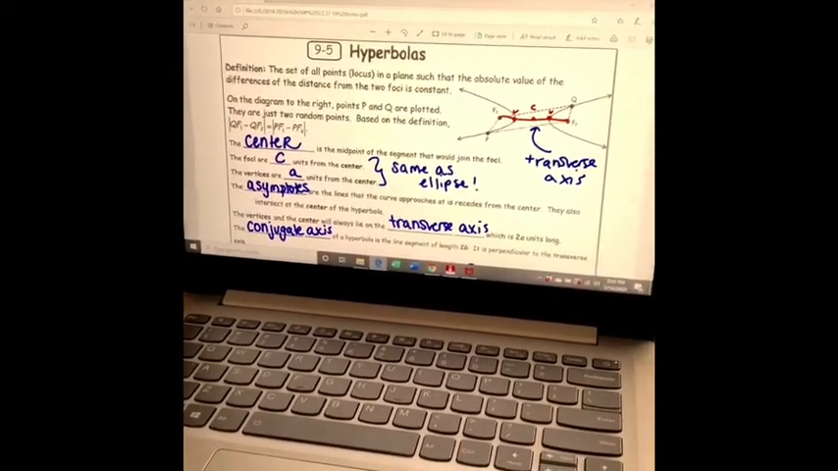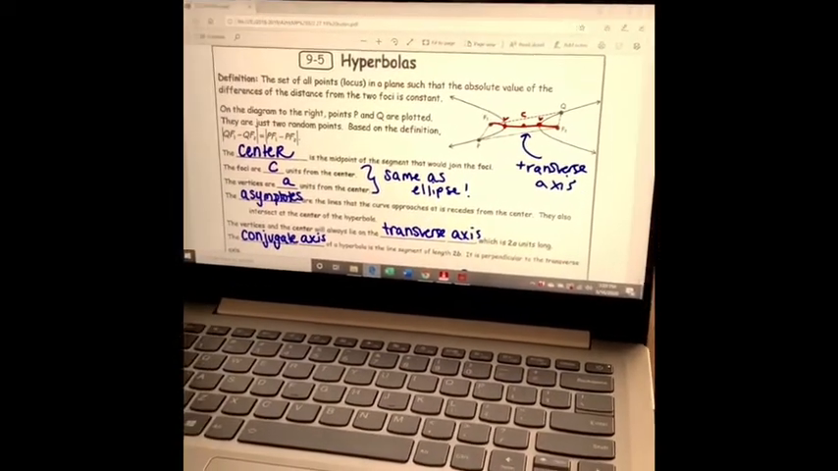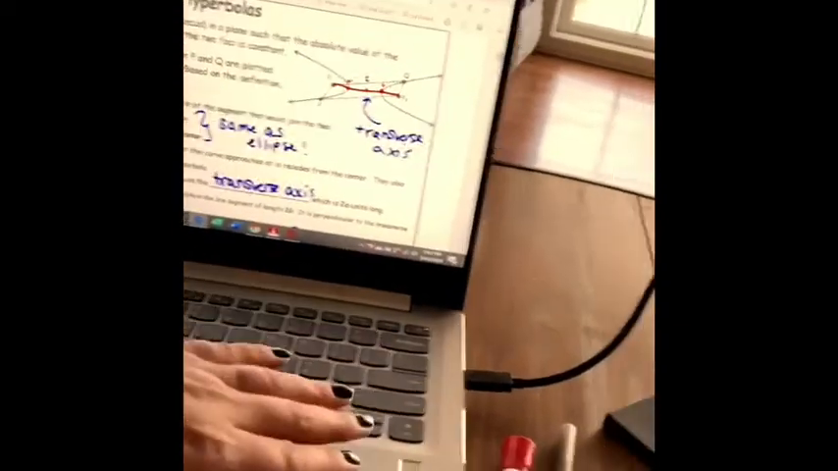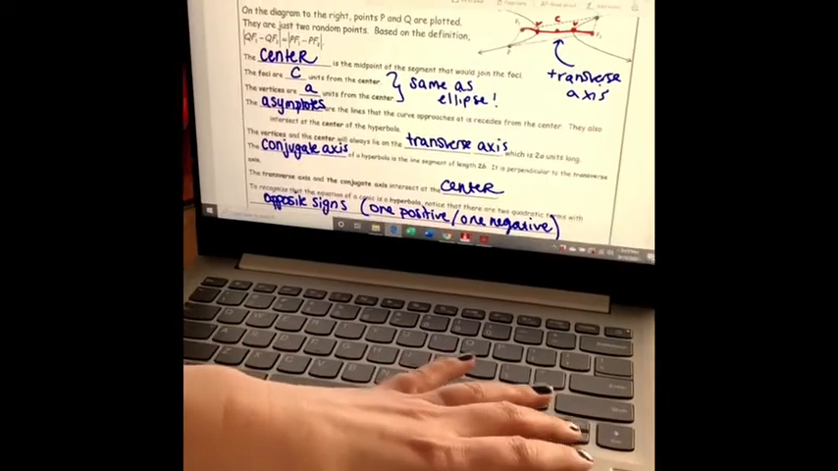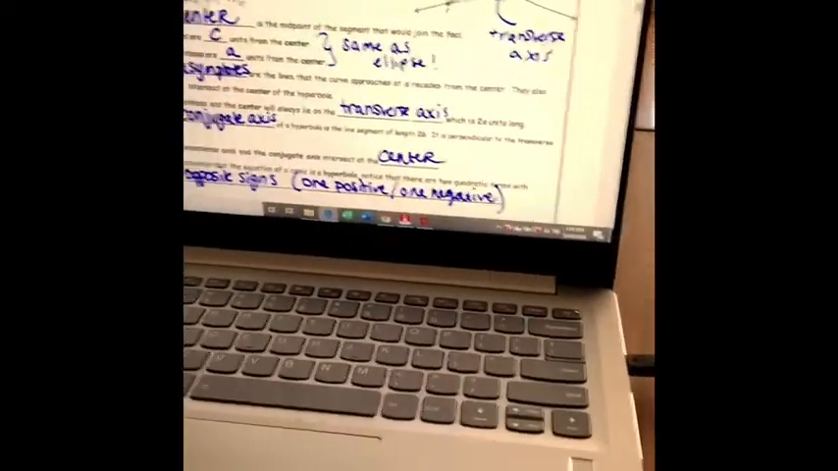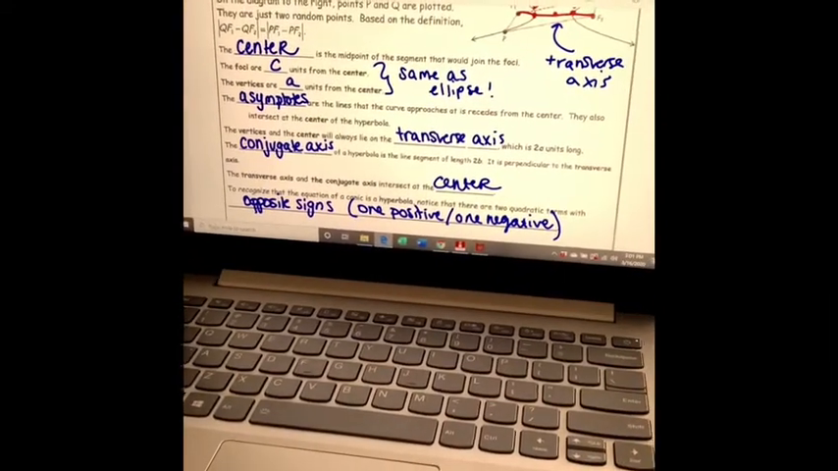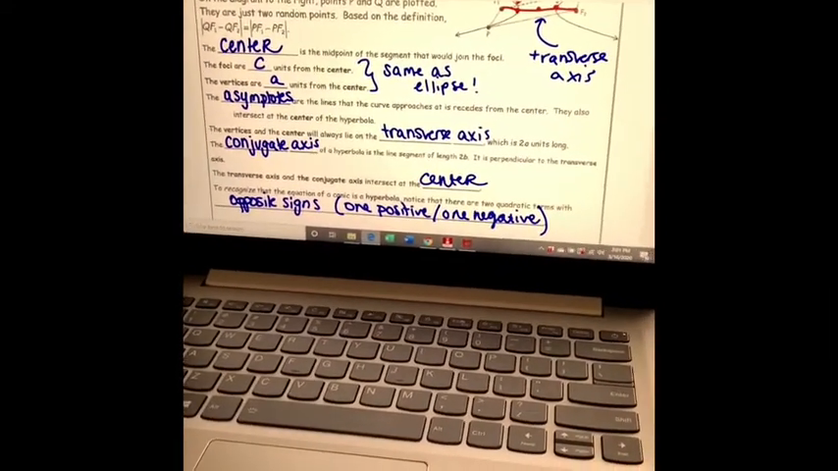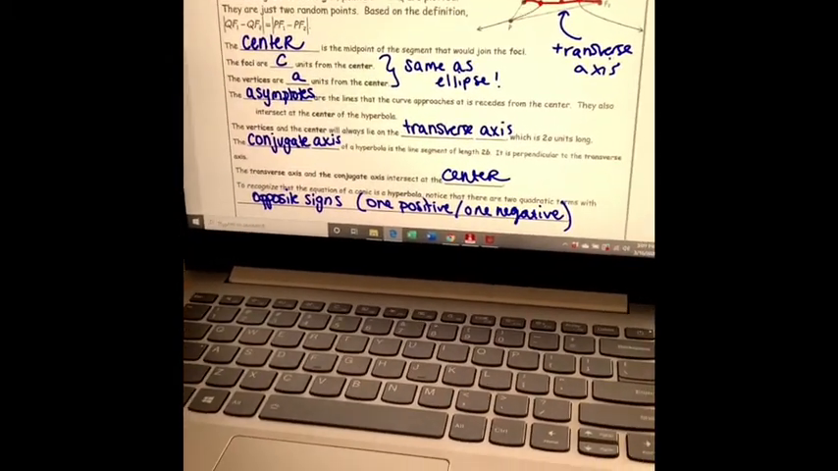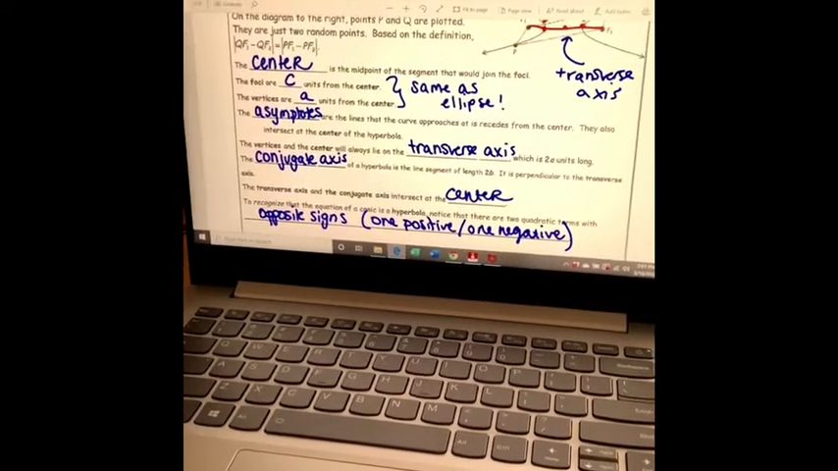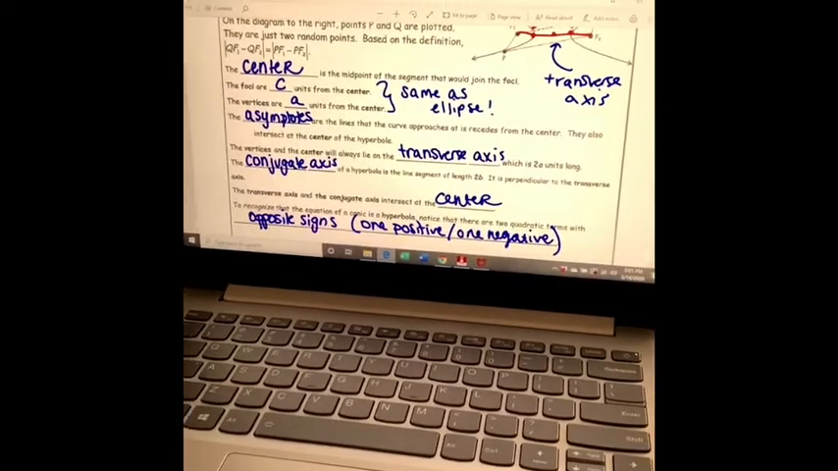The vertices in the center will always lie on your transverse axis, and it's 2A units long. The conjugate axis would be the other line segment. And then the transverse axis and conjugate axis intersect at your center. And then the most important part there is, how do you know if something is a hyperbola just based on your equation? We kind of talked about this a little bit when we did our worksheet the other day. So you're going to have opposite signs, one being positive and one being negative when we're talking about our coefficients.